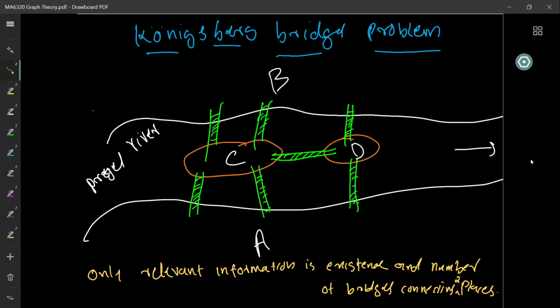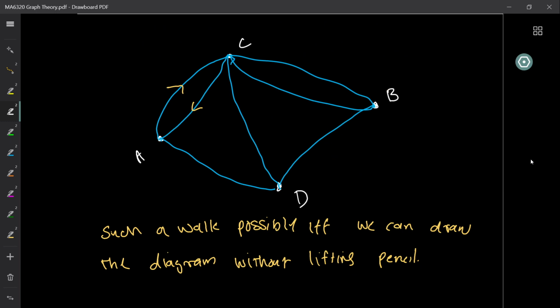And this question was suggested to one of the famous mathematicians, Leonhard Euler, and Euler immediately figured out that the only relevant information that we need to solve such a question is the existence and the number of bridges that connect pairs of places. Which means we can discard the remaining information and just concentrate on what we have. For example, each bank, A and B, is represented by 2 points, and the islands are represented by C and D, just another 2 points.